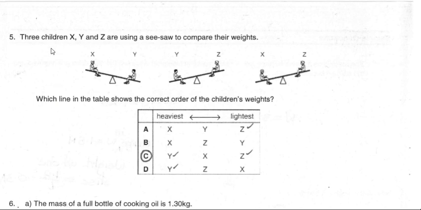Question 5. 3 children X, Y and Z are using a seesaw to compare their weights. Which line in the table shows the correct order of the children's weights? Well, Y is heavier than X, Y is also heavier than Z, and X is heavier than Z. So Y is the heaviest, and then X, and then Z. Y, then X, then Z. So it's C.